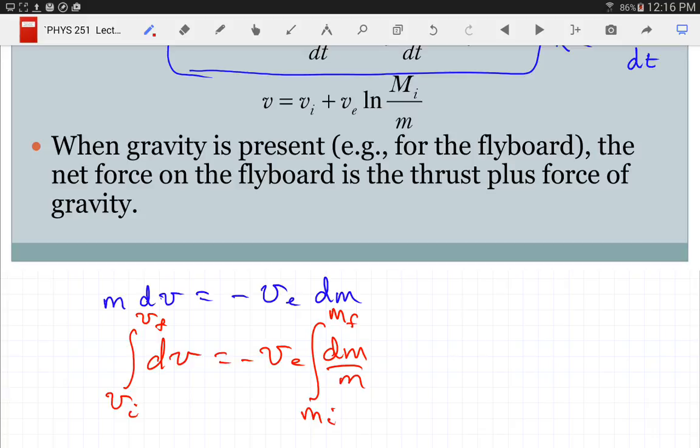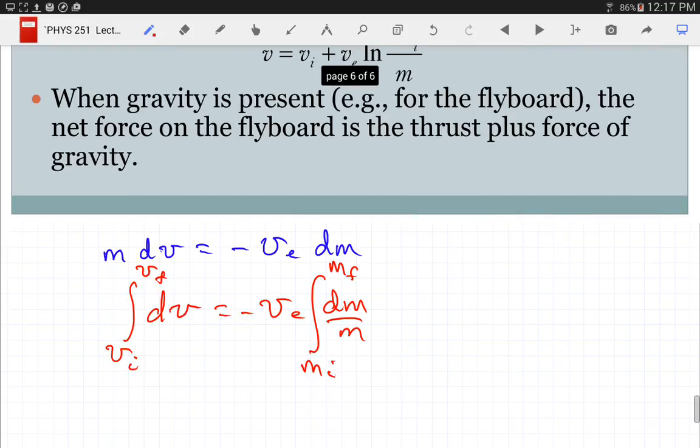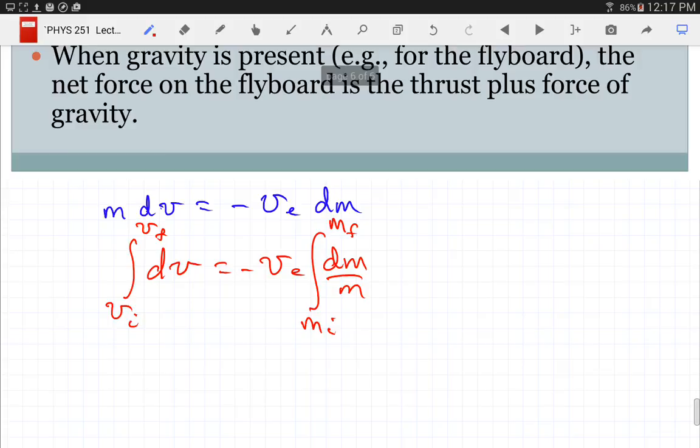Yes? The ve is a constant. The ve is the speed of the exhaust with respect to the rocket, so it's a constant. Doesn't change. Yeah. Well, the left side is real simple. What do you get from integrating the left side? Yeah, just v final minus v initial. The right side, minus ve. What do you get for the integral of dm over m?